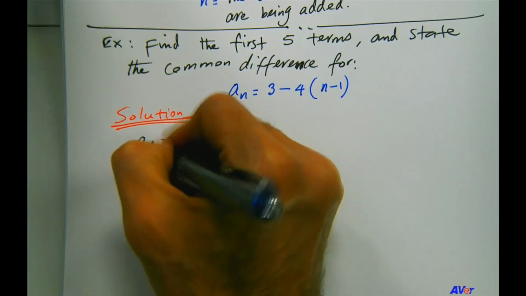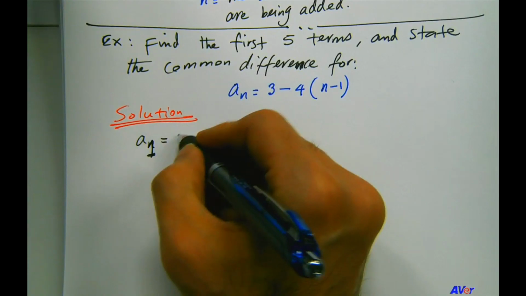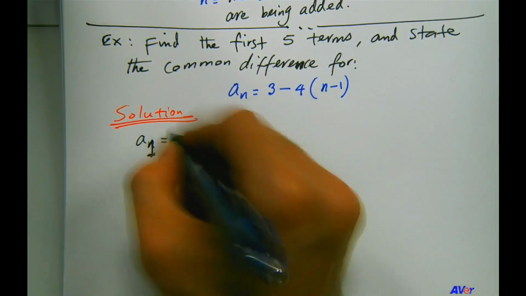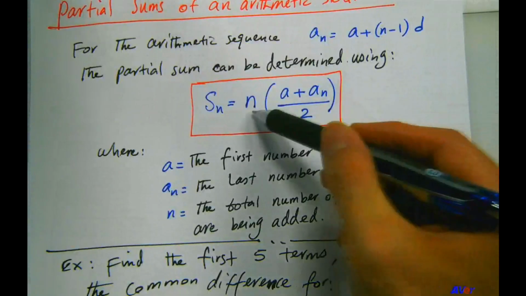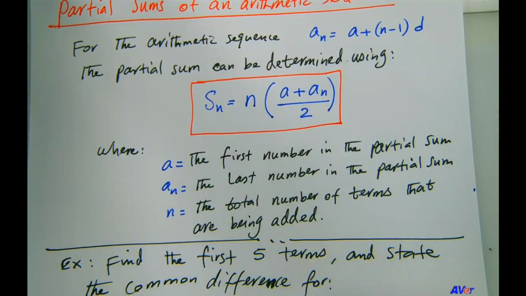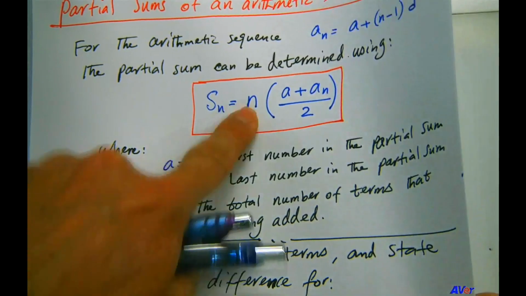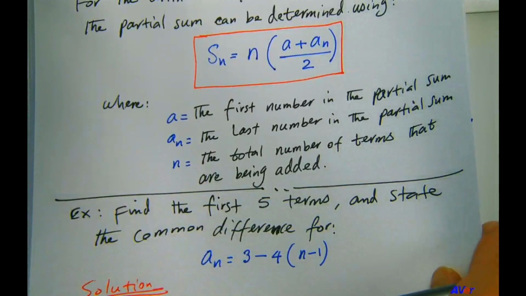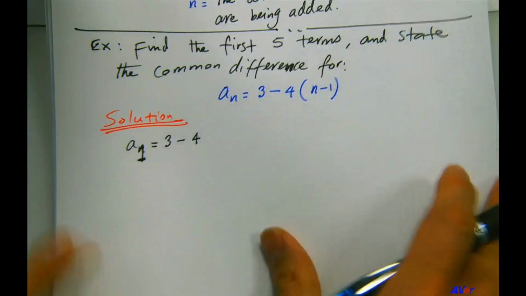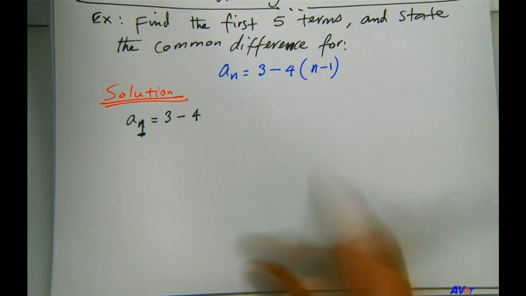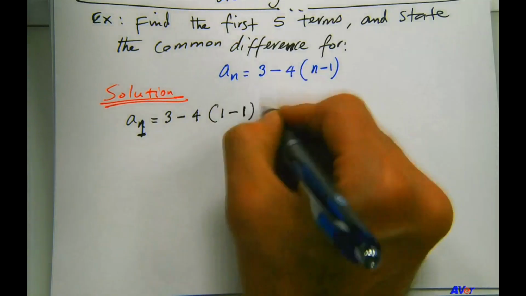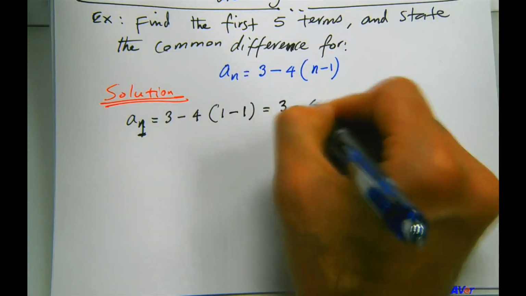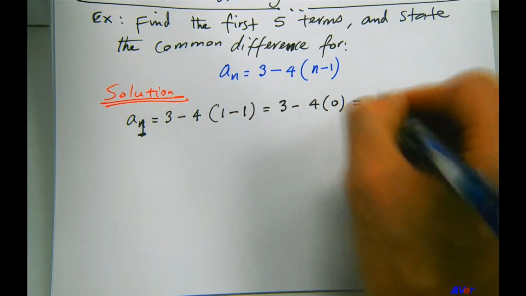So for a1, we substitute wherever you see n with 1. So 3 minus 4. And when I said n is the total number of terms that are being added, that's in this formula. But in this formula, n is once again the location of the number in the sequence. So times (1 minus 1). So this will be 3 minus 4 times 0, which is 3.